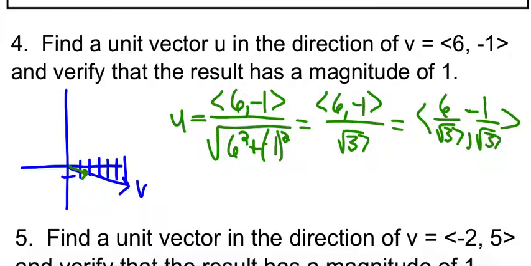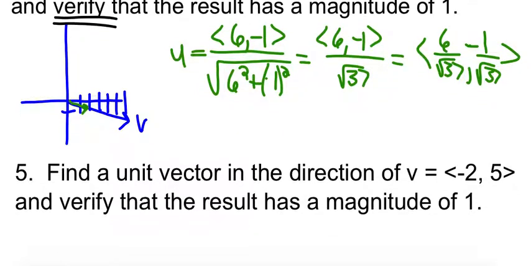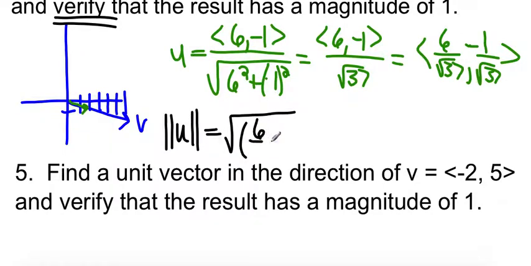Then the second part of this is to verify that the result actually has a magnitude of 1. Okay? So we need to show that this vector u that we just created actually has a magnitude of 1. So to do that, we need to use the distance formula and show that the magnitude of u is indeed 1. So here we go. It's going to be the square root of 6 over root 37 squared plus negative 1 over the square root of 37 squared.